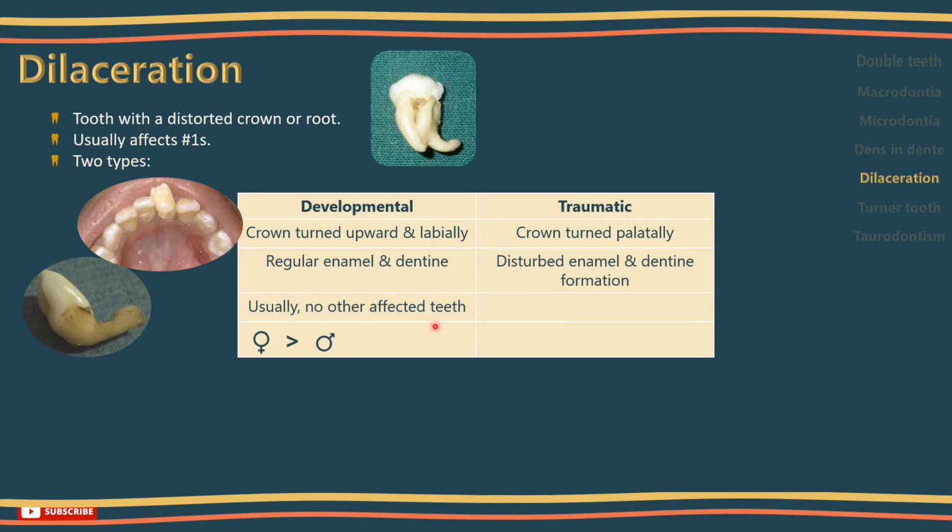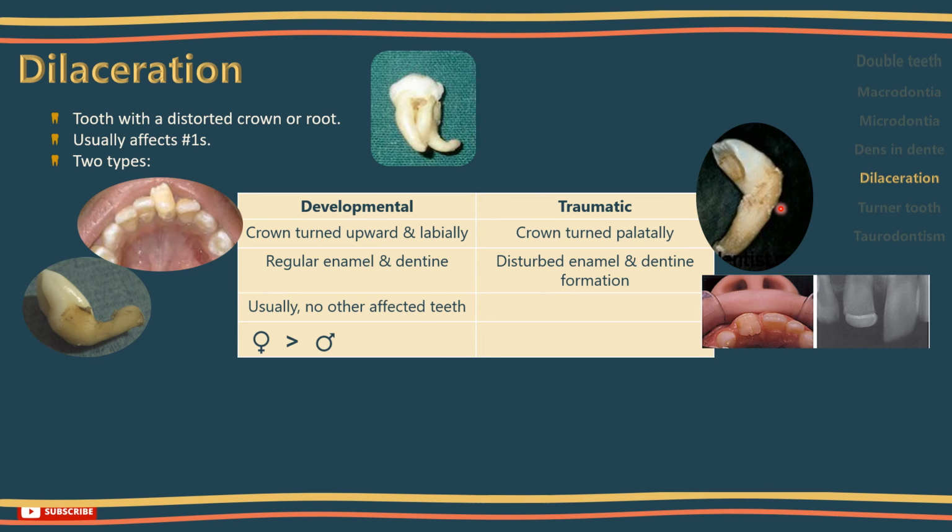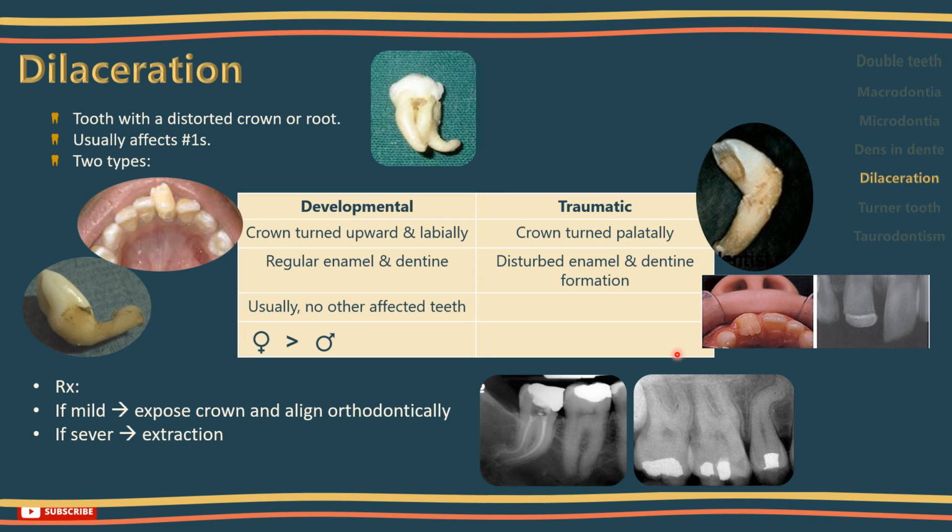In traumatic dilaceration, crowns are turned palatally. Disturbed enamel and dentine formation can be seen. In the traumatically induced type, the main cause is the intrusion of the primary incisor, resulting in displacement of the developing secondary incisor tooth germ. The effects depend upon their developmental stage at the time of the injury. The treatment depends upon severity and patient cooperation. If mild, it may be possible to expose the crown and align orthodontically.